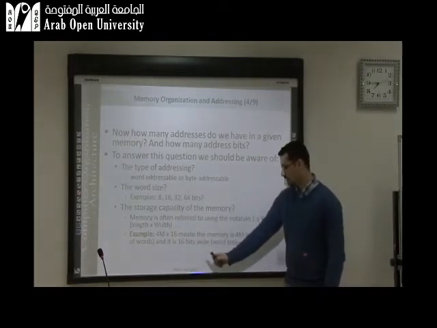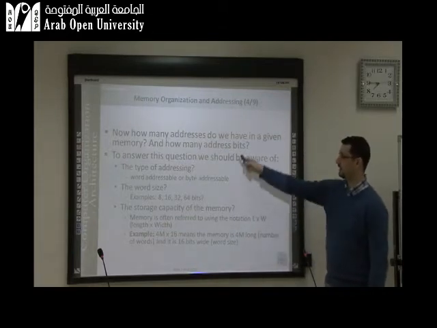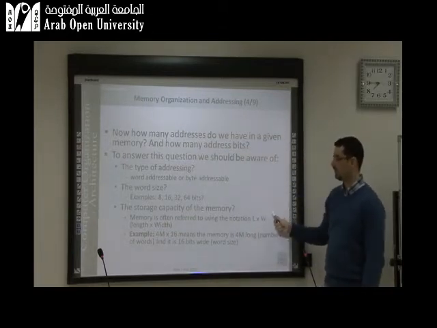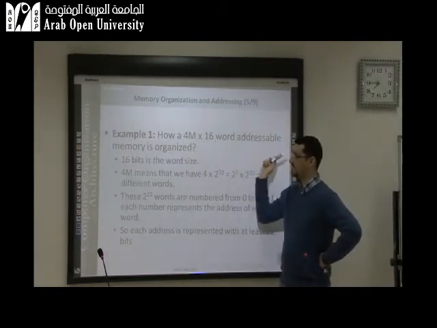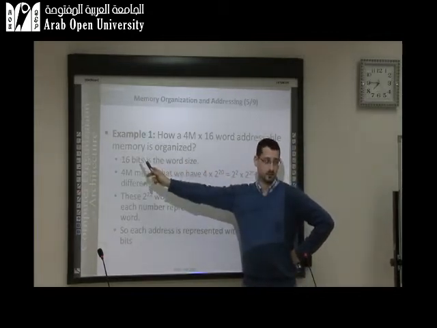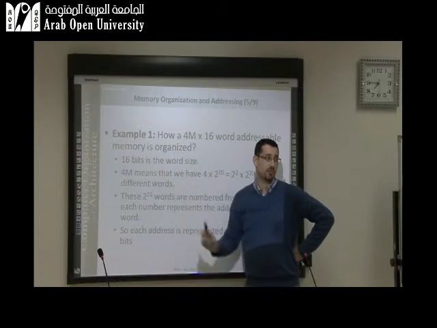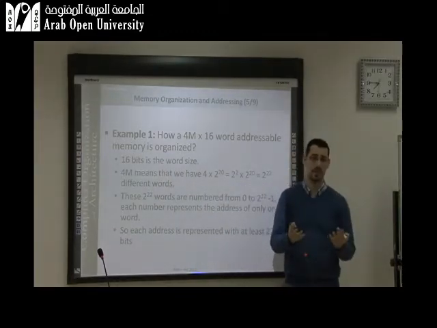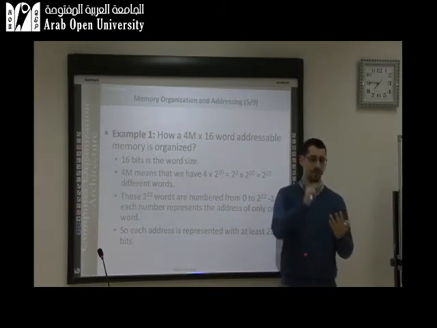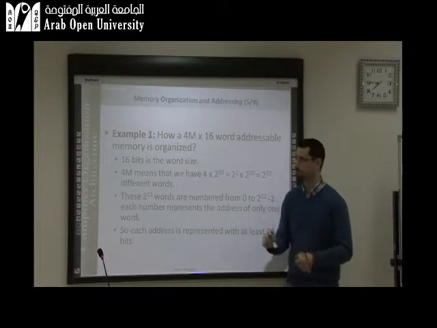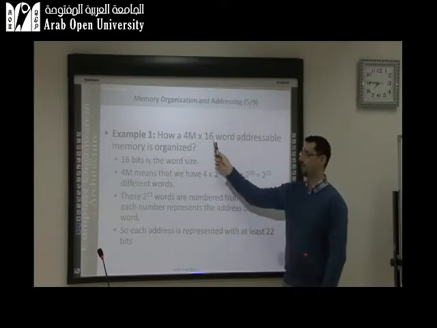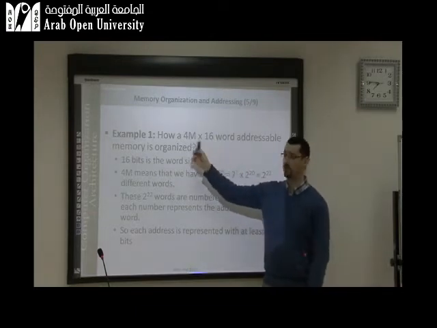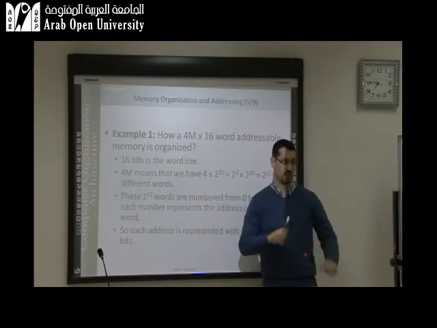Let's take an example to show you how we can calculate the number of bits we need to address one memory location. Suppose that we have a 4 meg times 16 word addressable memory inside the computer, and they are asking us how this memory is organized. That means how many locations do we have and how many bits do we need to address one location inside this memory. Remember that 4 meg times 16 word addressable means that the word size is 16, and we have 4 meg lines.